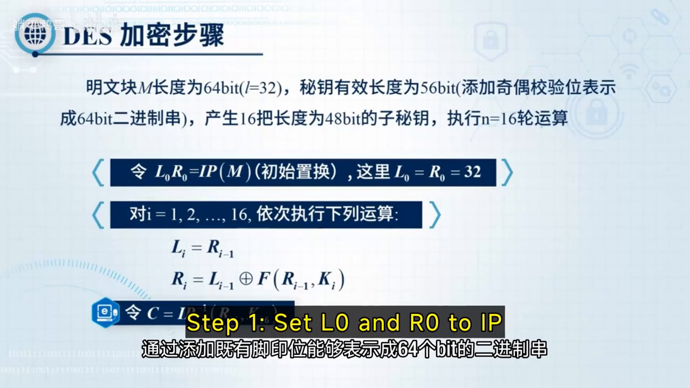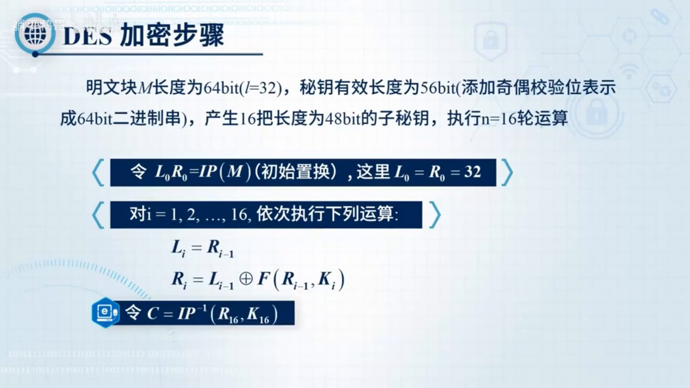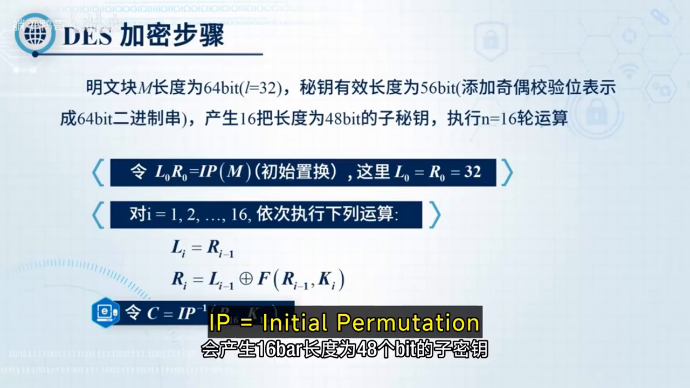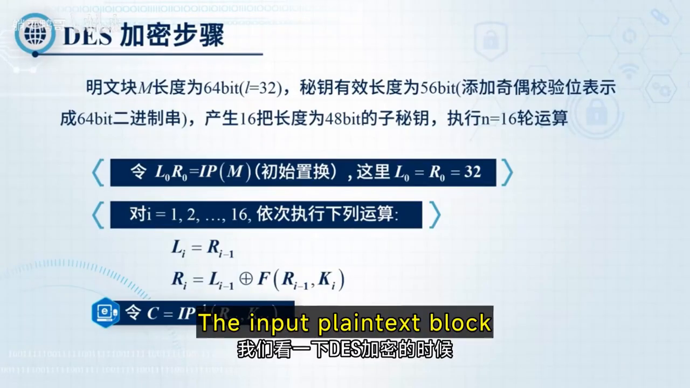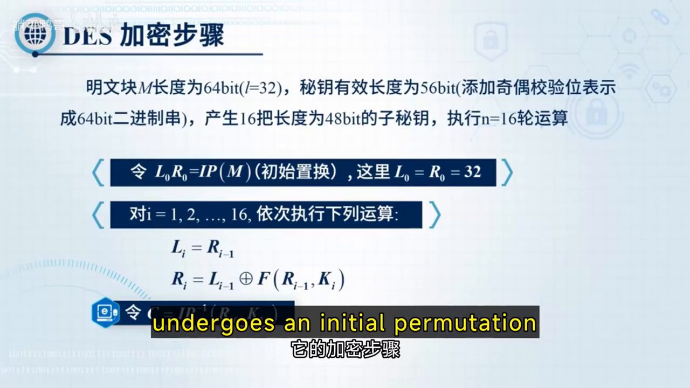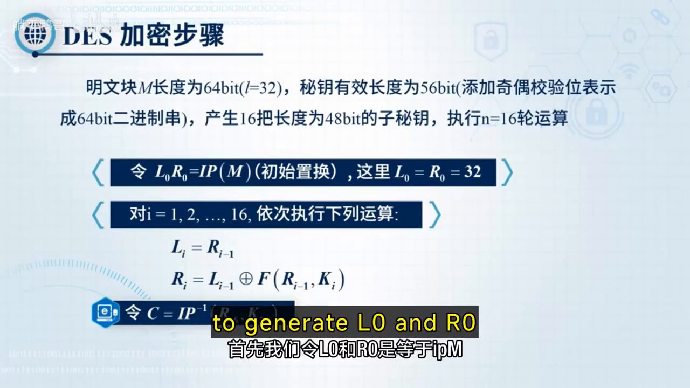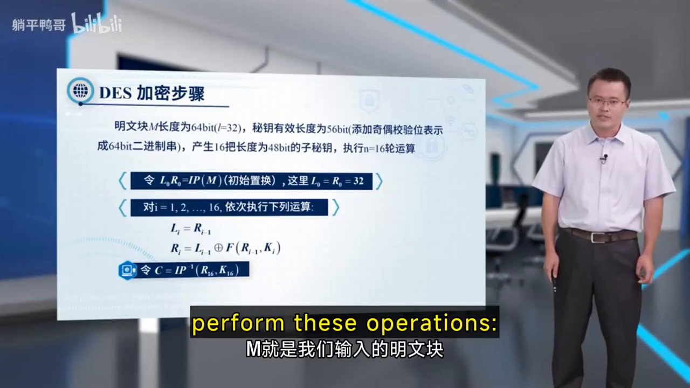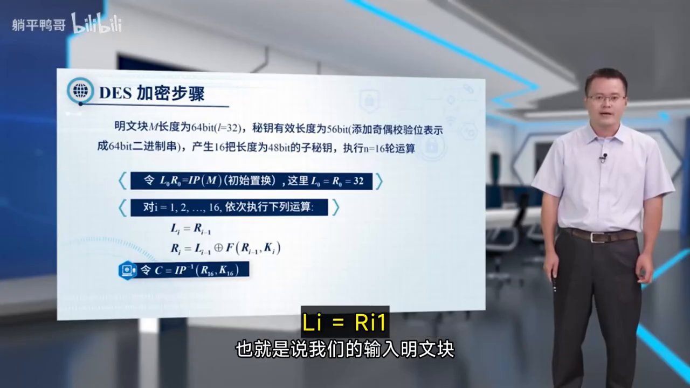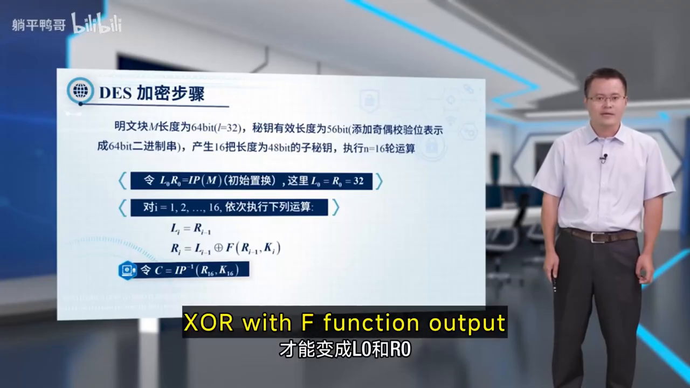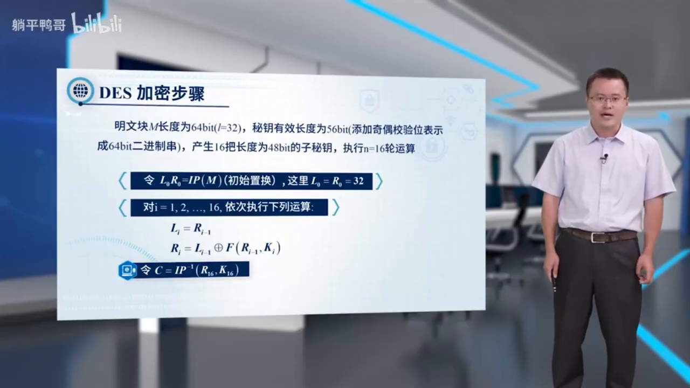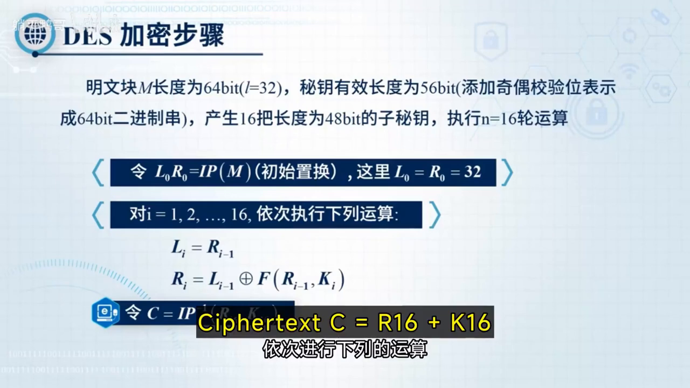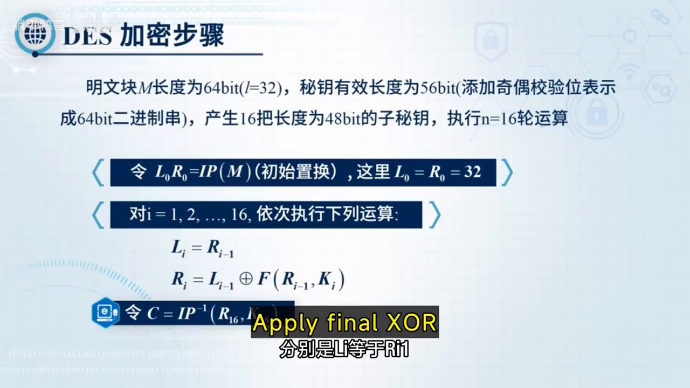Step 1. Set L0 and R0 to IP(M). IP equals initial permutation. M is our plaintext block. The input plaintext block undergoes an initial permutation to generate L0 and R0. For i equals 1 to 16, perform these operations. L_i equals R_{i-1}. R_i equals L_{i-1} XOR with F function output. Ciphertext C equals the inverse IP of R16 and L16. Apply final permutation.